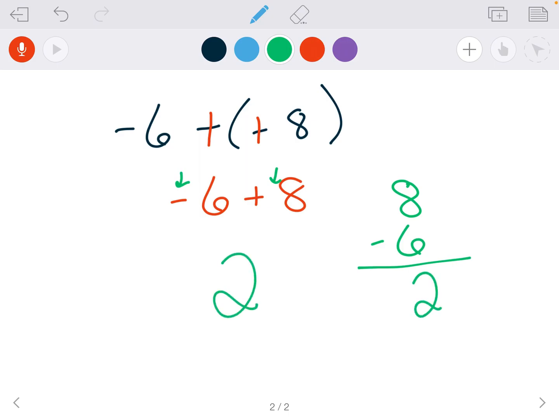So 2 is my answer. I go back, and 8 is on top here. It's the larger number. It's positive 8. So my answer is going to be a positive 2. And I really don't need that plus sign there. So my answer is 2.